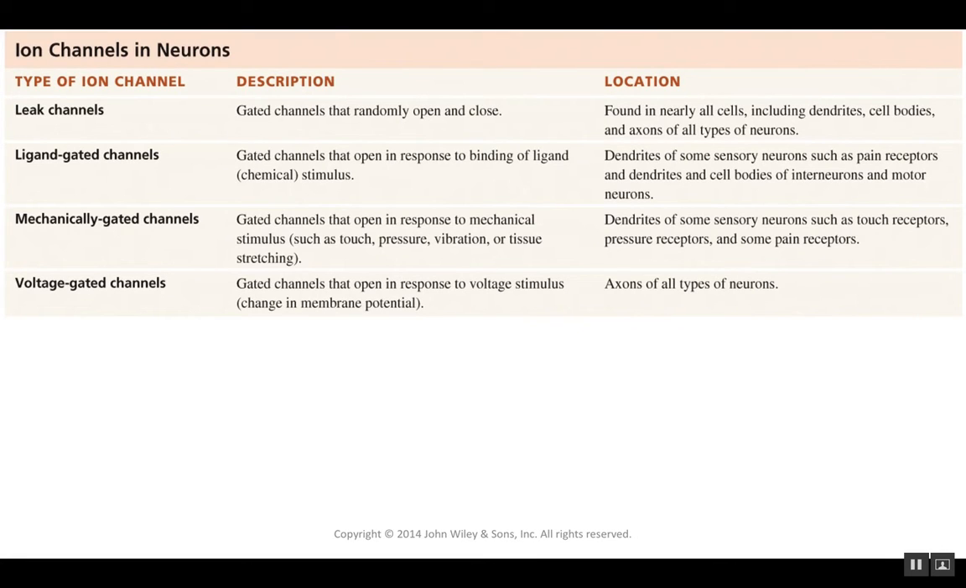This is just a table to review what I just mentioned. It's discussing the four types of ion channels, a little bit of a description, and we'll be talking a lot more about their locations when we get to neuron function. But you'll notice that the ligand and the mechanically gated channels are most often found at the dendrites. So they're used at those dendrites when a neuron is getting stimulated, whereas the voltage gated channels are more common along the axons. So they're very important for the action potential.